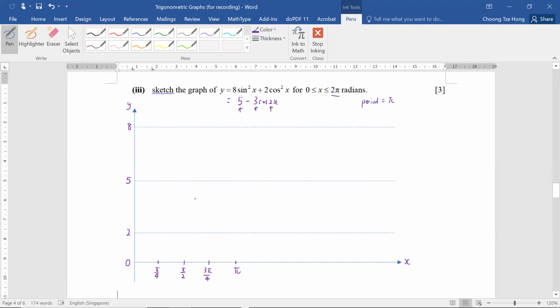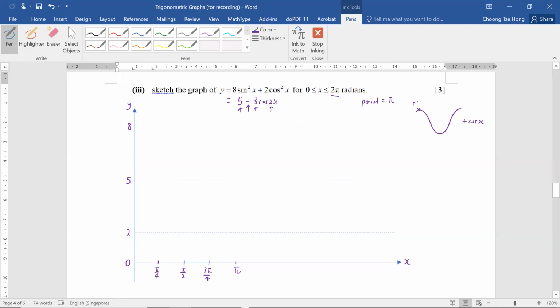So remember, if the period is pi, that means within 0 to pi, you already have one complete wave. So now we want to be careful over here. Here is a negative cosine graph. For a positive cosine graph, the shape will be like this. So this is a positive cosine graph, right?